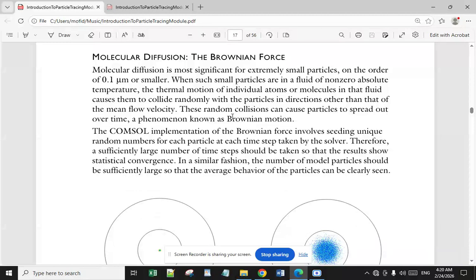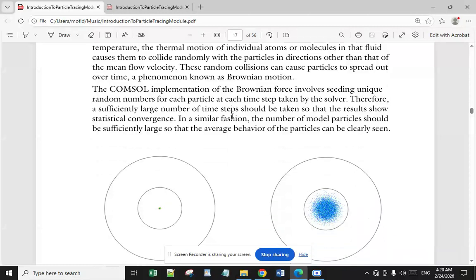The implementation of the Brownian force involves seeding unique random numbers for each particle at each time step taken by the solver. Therefore, a sufficiently large number of time steps should be taken so that the results show statistical convergence. In a similar fashion, the number of model particles should be sufficiently large so that the average behavior of the particles can be clearly seen.